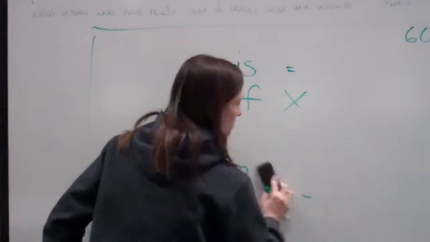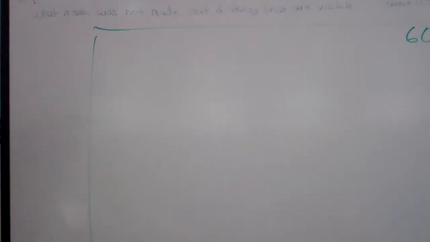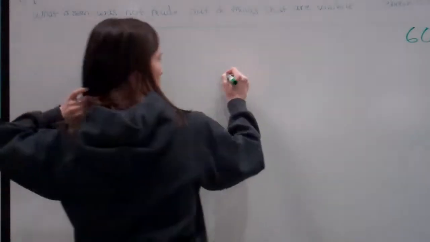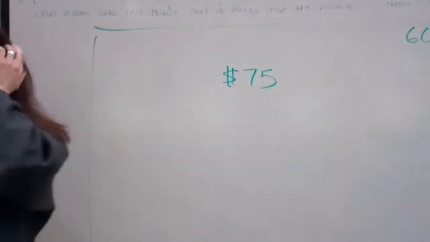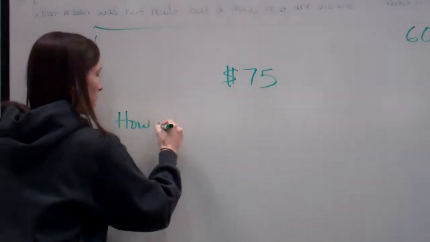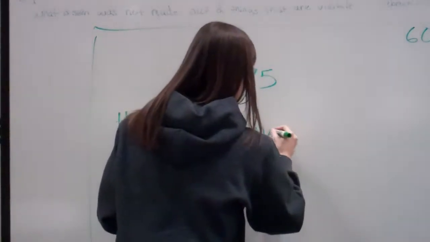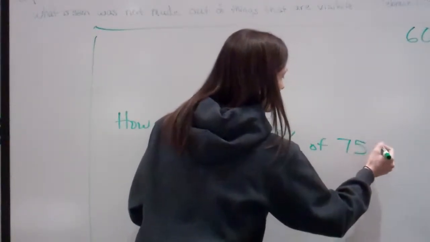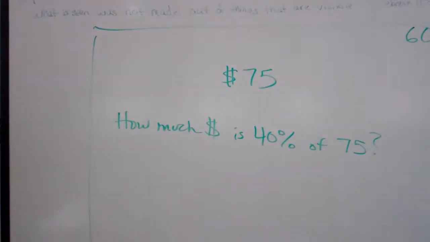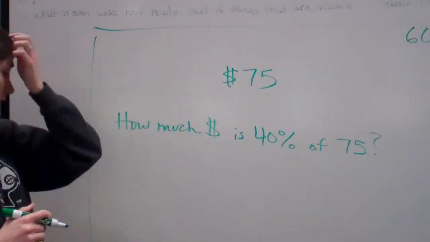Okay, let's do some percents. All right, here's what it says. The jacket sold for $75. 40% of the selling price was profit. So here's the question: how much money is 40% of $75? Okay, so let's do our problem.